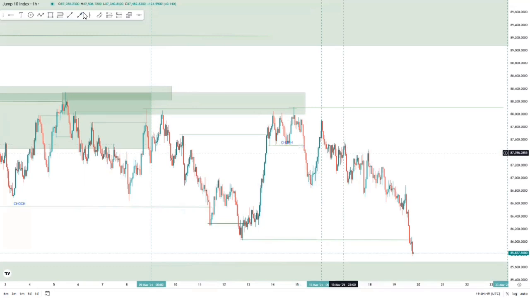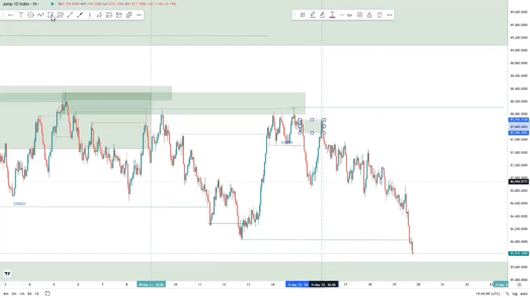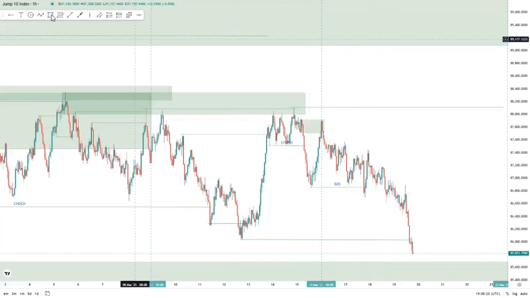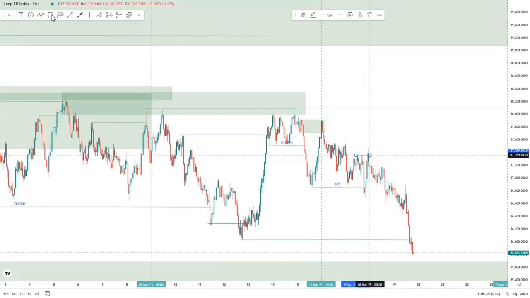So after having a change of character, we'll come back to this interest candle. And we had an impulsive move, having a break of structure here. And after having this break of structure, we have this double top here, and we came for this double top.